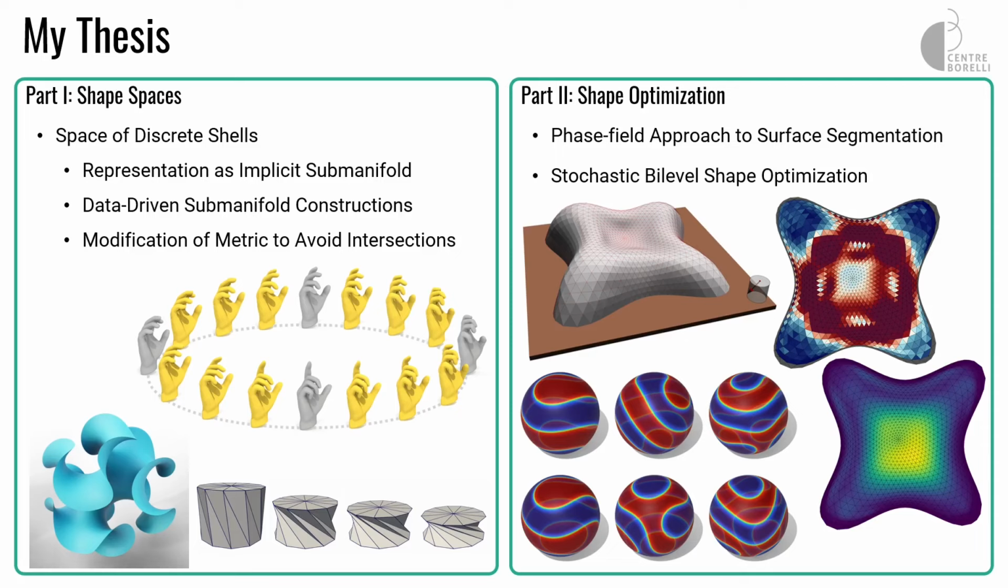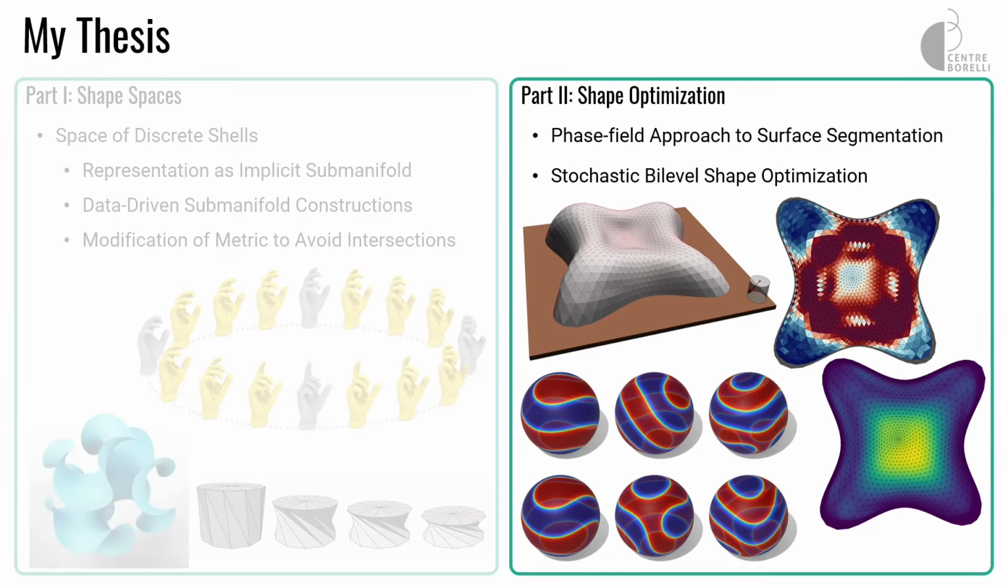So today we focus on the second part of my thesis, which was about shape optimization, which of course is a very loose term, but here it's mostly PDE-constrained shape optimization. And we're actually going to see two projects. One is about stochastic bilevel shape optimization. So this is like nice geometric things over here. And then we're going to talk about some phase field approach to surface segmentation, which is these nice spheres in the bottom. And we're actually going to begin with this stochastic bilevel optimization part.